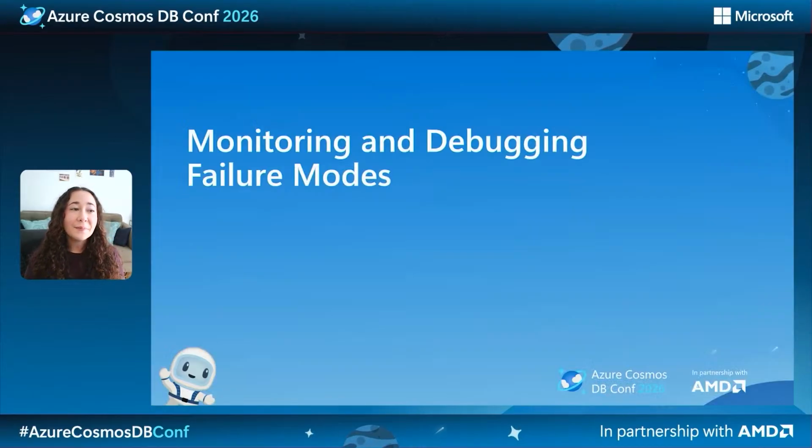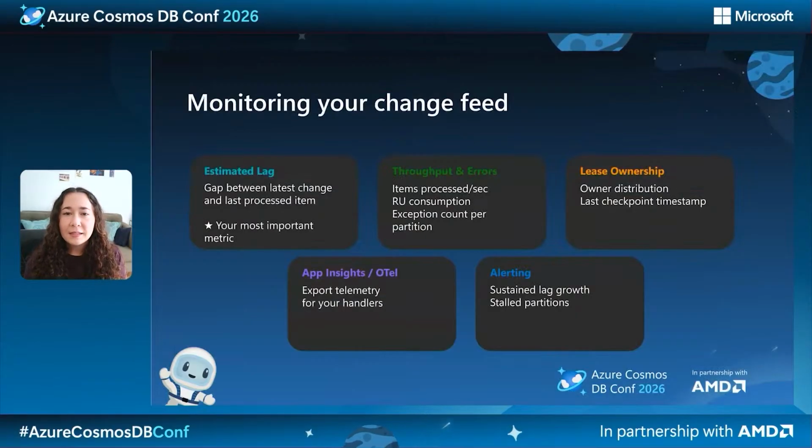All right, now that we've got our change feed app, let's talk a little bit about monitoring and how we can debug some common failure modes to ensure that our change feed app is resilient. Some of the key metrics to monitor for change feed are the estimated lag. This measures the gap between the latest change that actually occurred in your container and the last processed item in your change feed. This is going to be your most important metric for monitoring your change feed health.